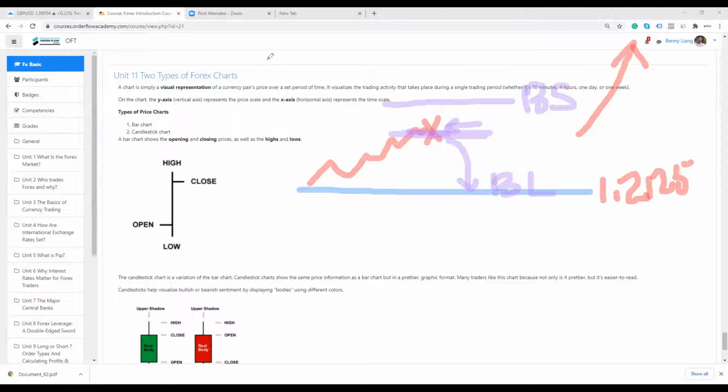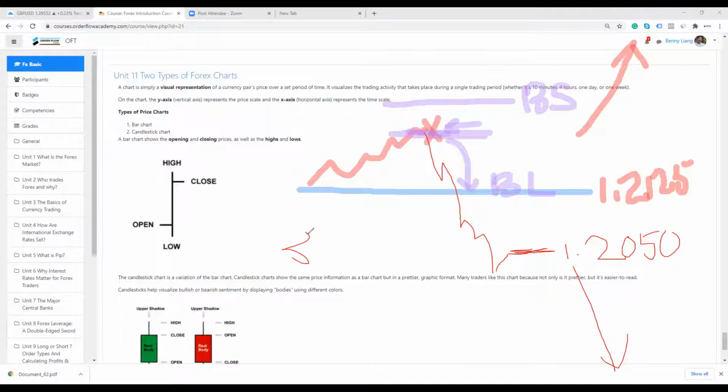Can you understand this? Yeah. All right, that makes more sense. Okay, so now let's say another example. Right now the price is trading over here, 1.2050, and you expect future price to go lower. So you have three choices to get into this trade. Either you sell at the current price, which means you sell at the market price, or you can sell stop, or you can sell limit.